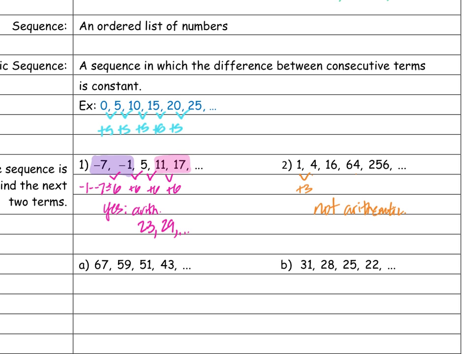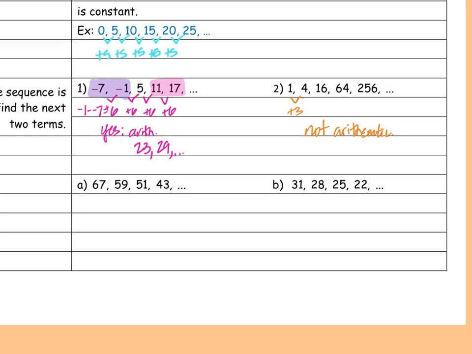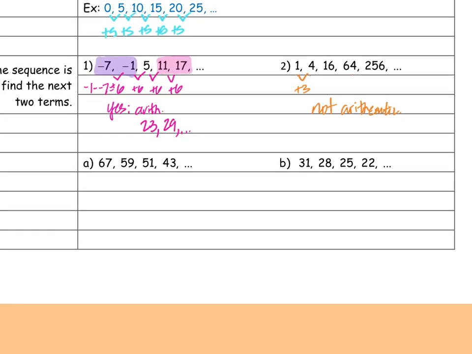Now it's your turn. Find out if it's arithmetic. If it is, find the next two terms. Let me slide this up here. Okay, guys, let's go ahead and look at this one. If I look at A, it's getting smaller because my first number is 67, my last number is 43, so I know I'm going to be subtracting some number. So what do I do to get from 67 to 59? Well, I'm subtracting 8. And from 59 to 51, I'm subtracting 8. And 51 to 43, subtracting 8, not adding 8.